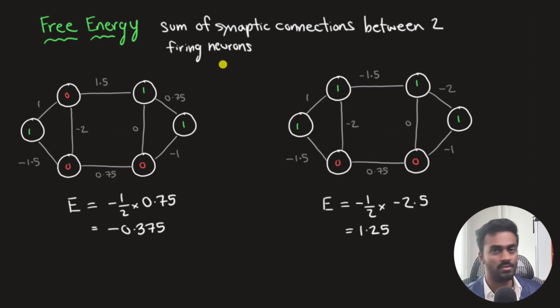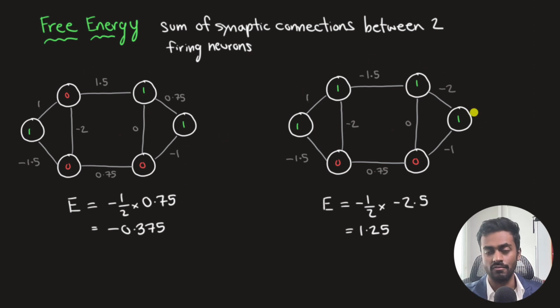So let's just take 2 examples just to illustrate what's going on and how to compute total energy. So in this Hopfield network over here, we have 2 firing neurons here. Synaptic connection is 0.75. And I think that's the only one that we see here. And so the total energy is going to be -0.5 times 0.75, which is -0.375. That is the total energy of this Hopfield network.